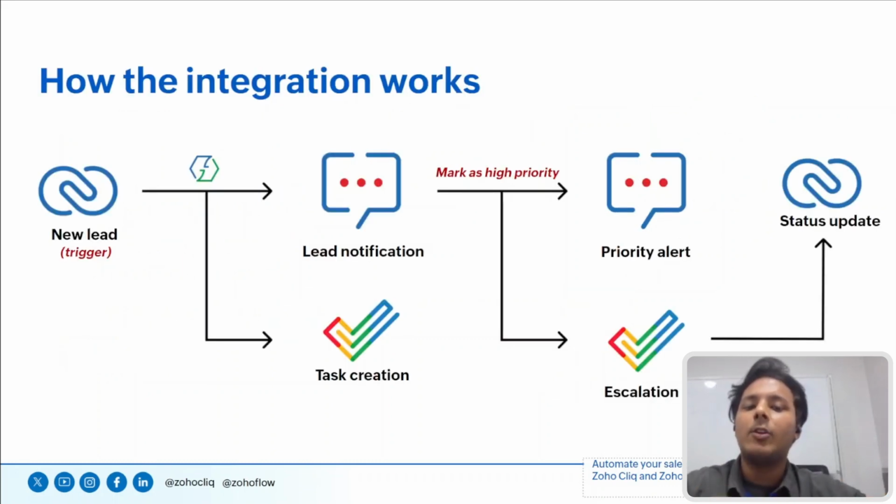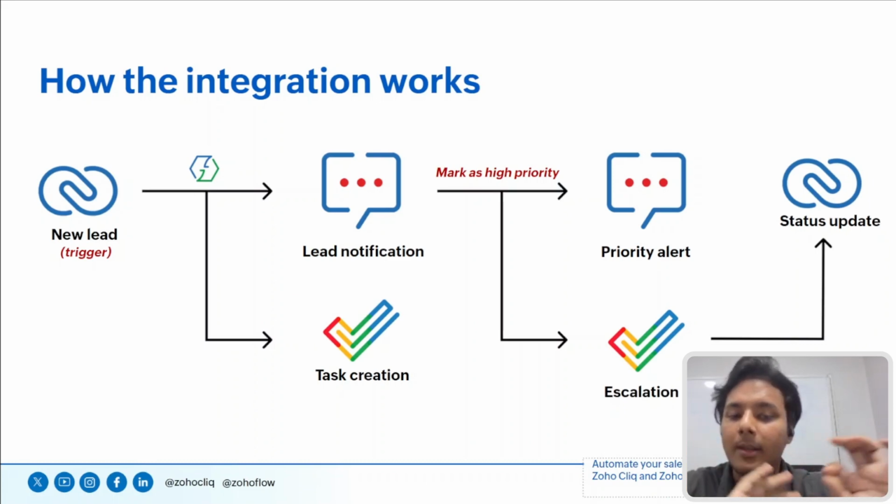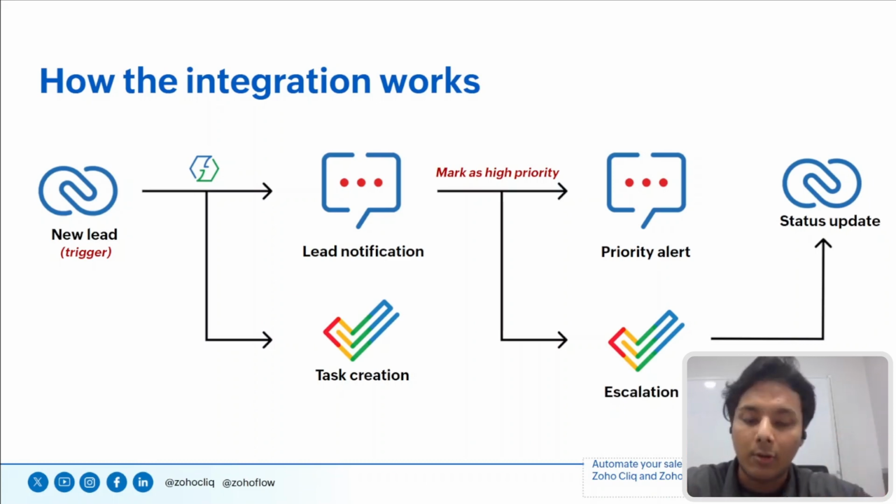Now, let's take a quick look at an example workflow to better understand how this integration works. It all starts with a trigger, something that happens in one of your apps. For instance, here, a new lead is added to Zoho CRM. This event kicks off a series of automated actions with the help of Zoho Flow. The first step might be to send a notification in Zoho Cliq so your team is immediately aware of the new lead.